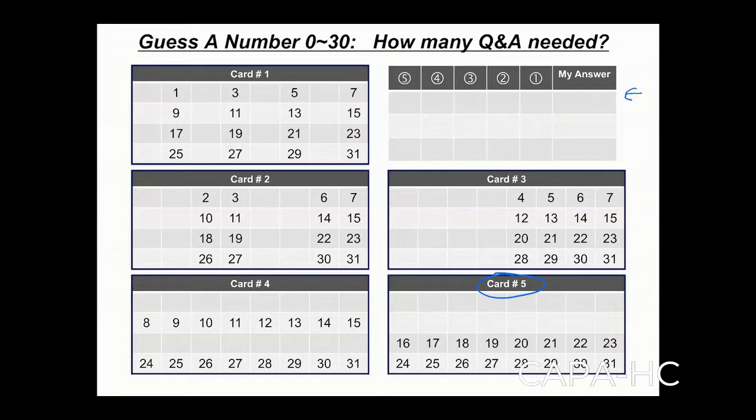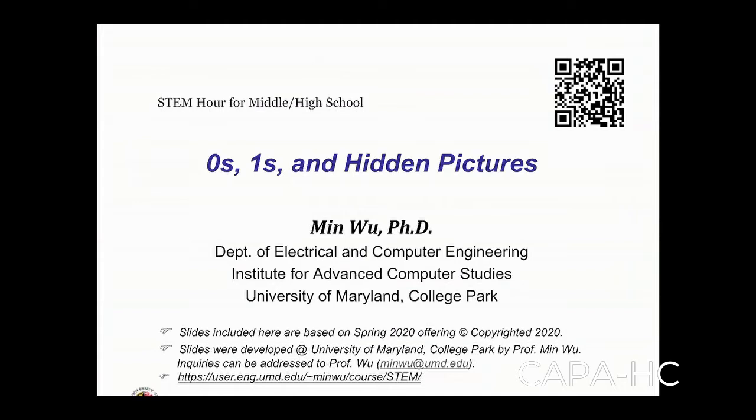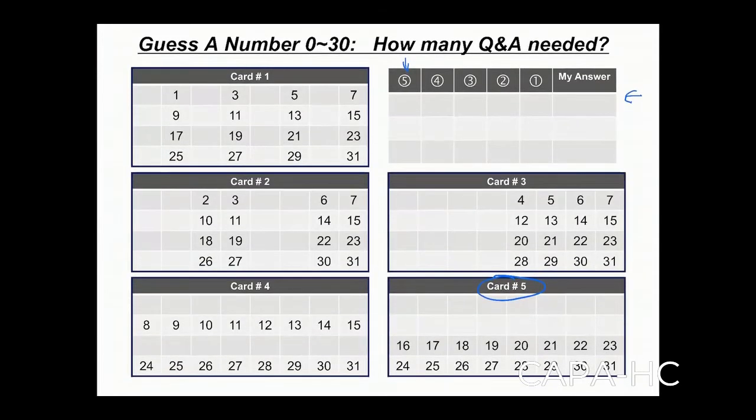So start with card number 5. The number I've already written down is not in this card. So I'm going to put that in my recording sheet, which is also on the website that I prepared. You can ask your parents, or if you have a cell phone, on my first slide. Later on, I will also give this to you to be able to see the website, and you can download the worksheet of the game to play. So here, this is a number that's not in card number 5.